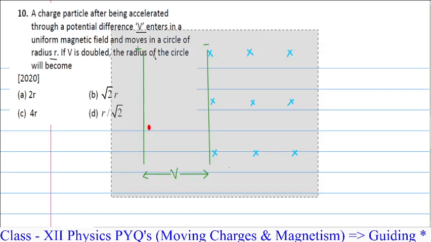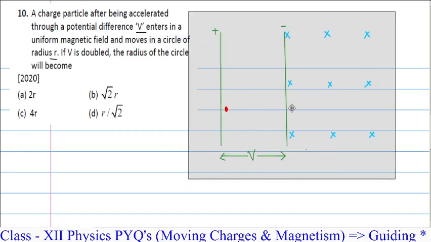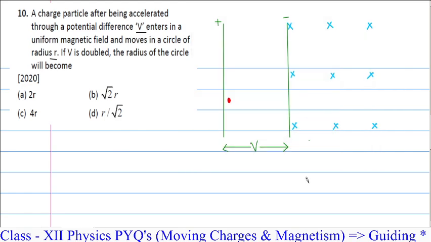Let us draw the figure first. Assume that this is the figure. It indicates that there is a charged particle present in an electric field where the potential difference created is V. This is a positively charged plate and this is a negatively charged plate, and in this region we are creating an electric field, and due to this electric field, the charged particle will start moving with some speed.